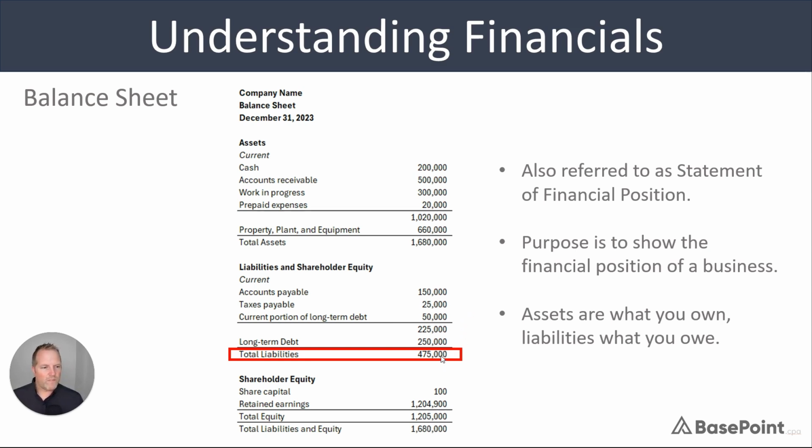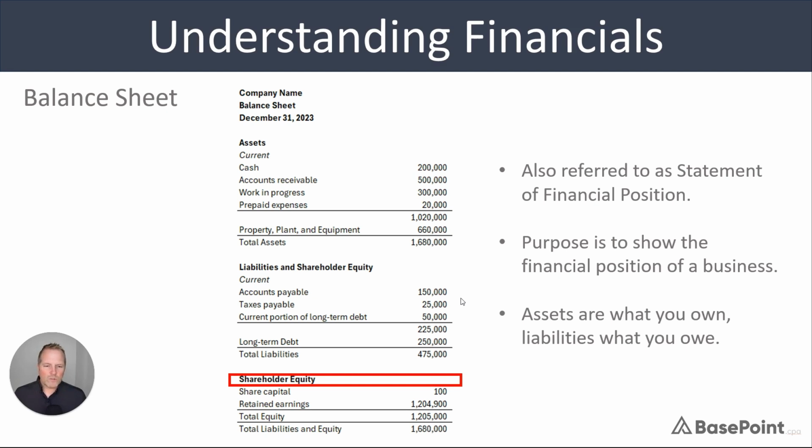Okay, so you have $475,000 there between the 225 and the 250. And then we get to shareholder equity. Shareholder equity represents the value of the shares that have been issued by the company to shareholders, as well as the accumulated earnings of the company over time. So you've got share capital and you have retained earnings.